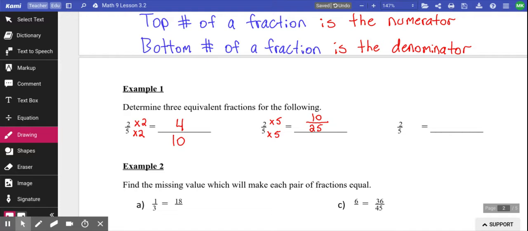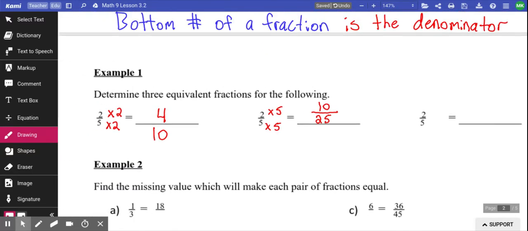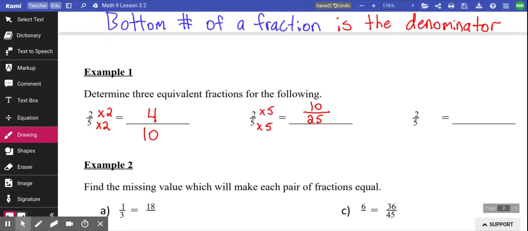Okay, Merrick. Would 20 over 50 work? And your times are going to both be 10. Yeah, so if you took the third one and multiplied the top by 10 and the bottom by 10, the top number would become 20 because 2 times 10 is 20. The bottom number would become 50.